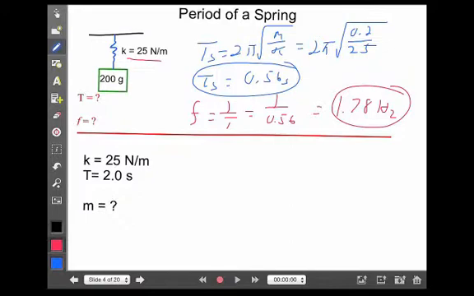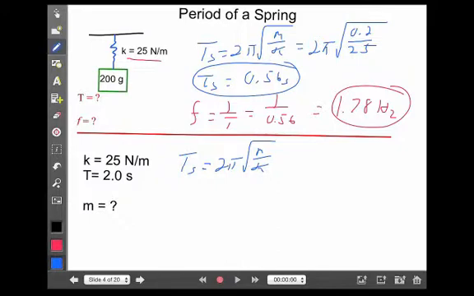My question below, though, is where people have some trouble with the algebra. Let's say I have the same spring that now has a 2-second period. I want to know how much mass I have hanging on there. Now the funny part is the algebra that goes in this. So we start off with 2 pi, the square root of m over k, right?